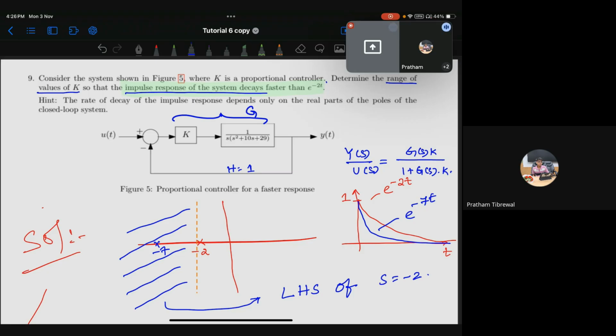Is that clear? For s equal to minus 2, s should be less than minus 2. So this is s equal to minus 2, and this is s equal to 0. Now our question is, you need to find the range of k for which the system is stable, which means the new stability definition is to have all the poles on the left side of minus 2. Is this clear?